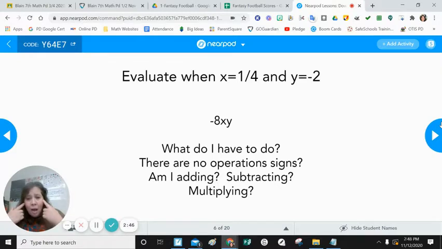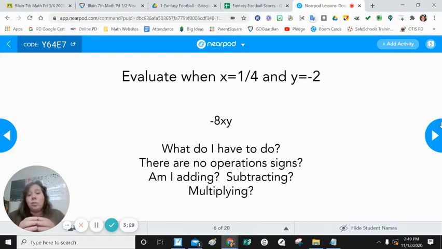Well, I have to think about different ways to write problems. And I know that in algebra, we don't always use, or we can't use an x to show multiplication. We show multiplication different ways. We either put parentheses around the terms, or we put a dot in between them, like up in the middle. Or in the case of numbers and letters, like this problem, we just put the numbers and letters next to each other. And when there's no signs or no operations between them, we know we have to multiply. So we know that we have to multiply -8 times x times y. So in this problem, that x is not multiplication, it is a variable.